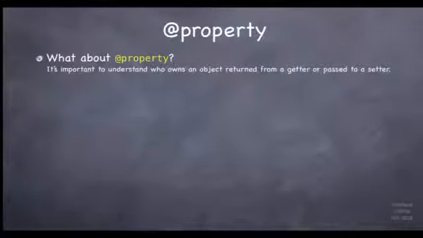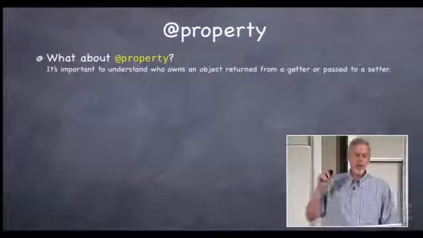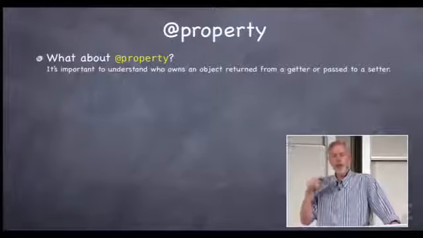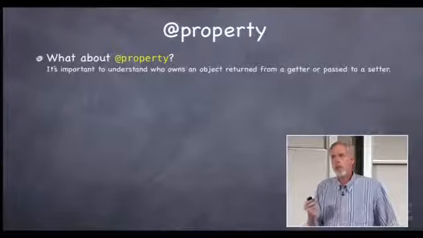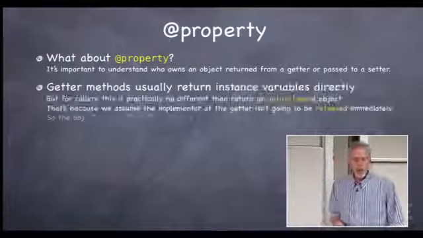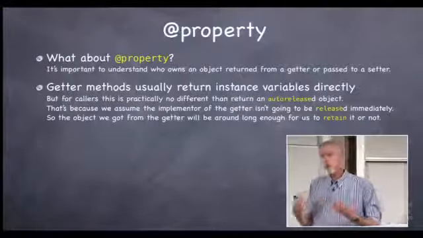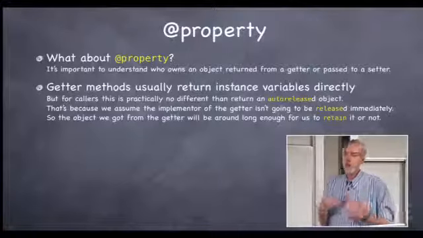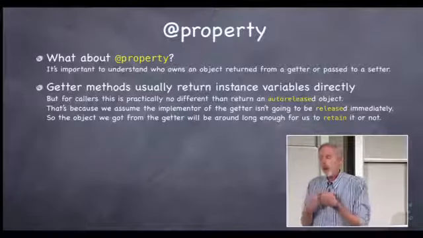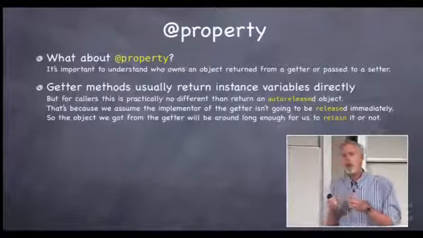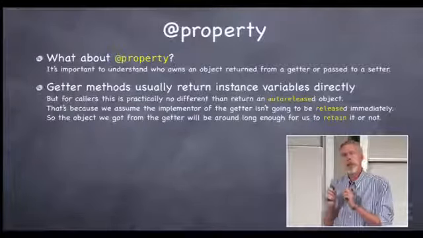Okay, @property. There are some special memory allocation considerations with @property, because you have to understand who owns an object that's returned from a getter or that you pass in as an argument to a setter. You want to be a little bit careful about who owns it. Getter methods usually return instance variables directly. Not always, especially read-only getter methods, which sometimes calculate something they're going to return. But when they return things directly, usually you're not going to retain them an extra time and autorelease them. Sometimes you might, though.